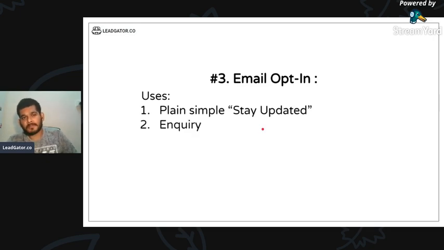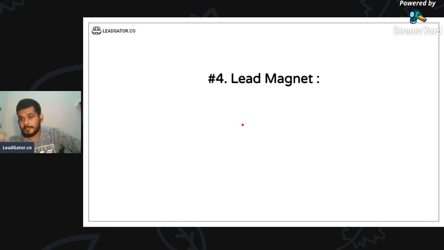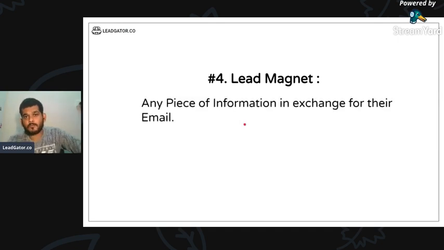Then the second one is inquiry. You can put that email opt-in, as I told you, in the ATF, where you can ask a person to inquire now or anything like that, where they can put their email, and in return they can ask for what you have for them. Okay, then the third one is also blog updates. If you do a blog, this is also one of the very common email opt-ins. Then the fourth one is the lead magnet. This is indeed not for everyone, but this is very, very useful.